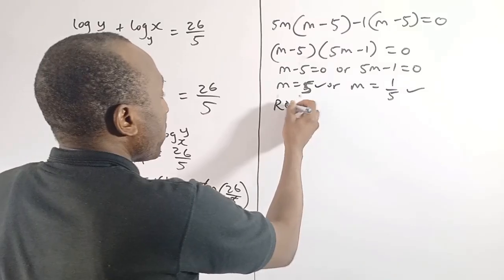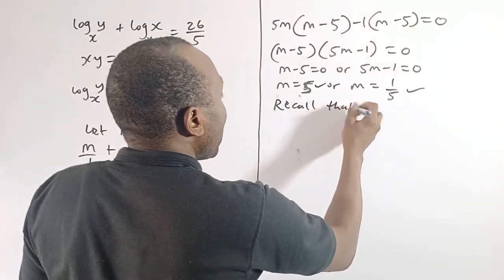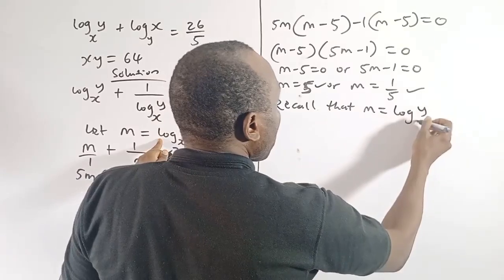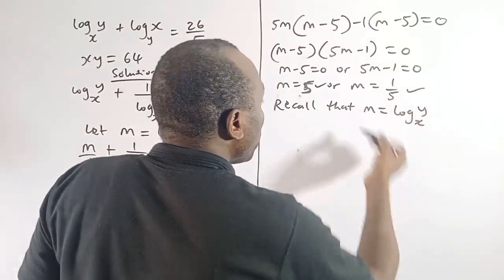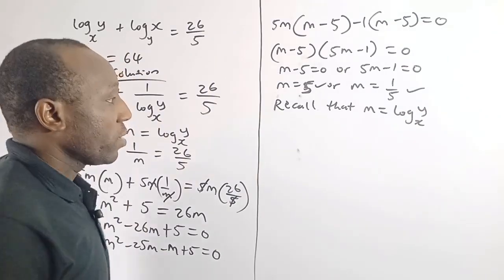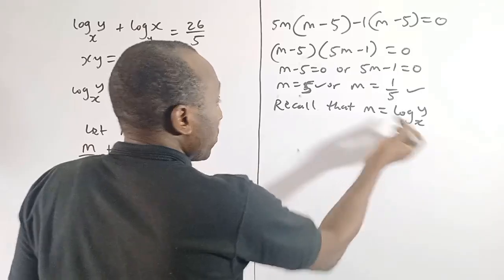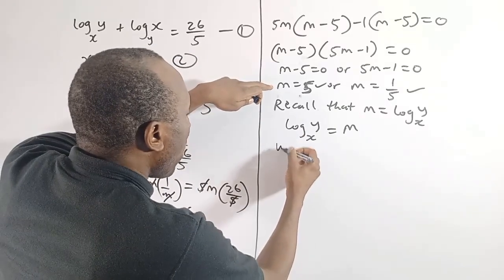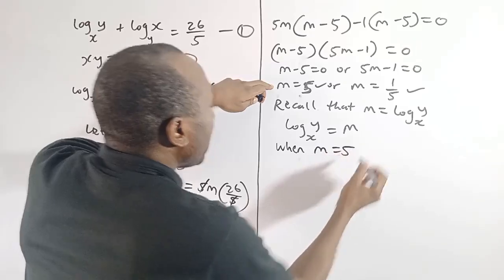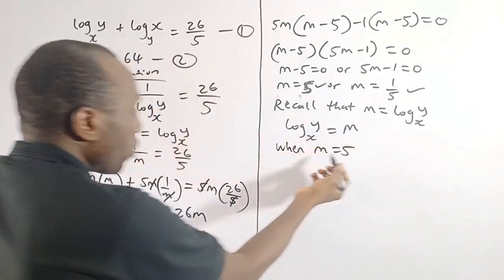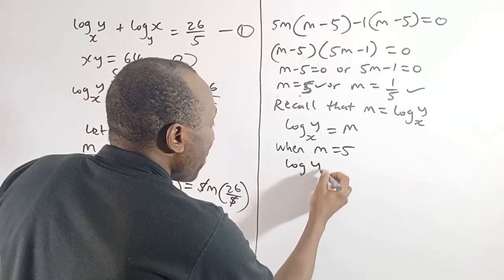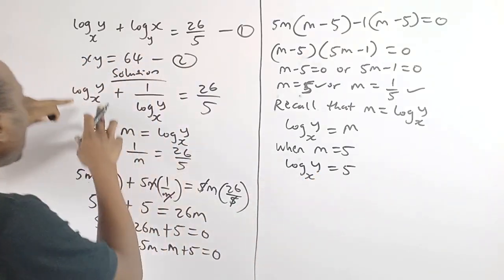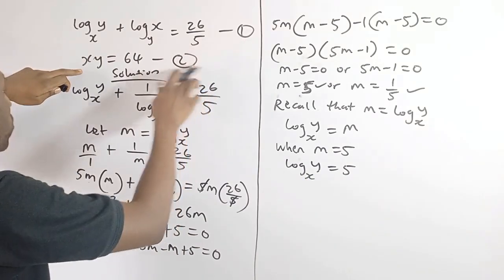But recall that m is equal to log y base x. So let me change this back to an initial equation. Let me just write this as log y base x is equal to m. So from here, when m is equal to 5, let's solve this. When m is equal to 5, I will have log y base x is equal to 5. But we have y, we have x. What do we do with those two variables? See, from equation 2, this is equation 1, this is equation 2.